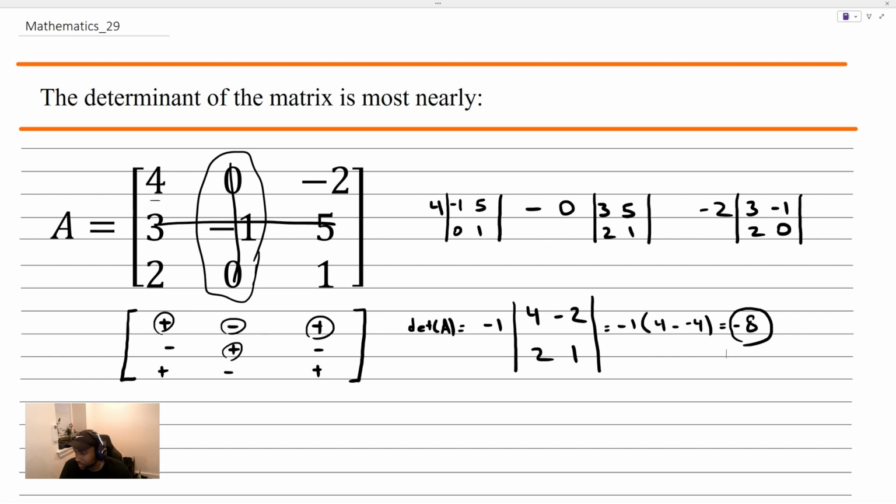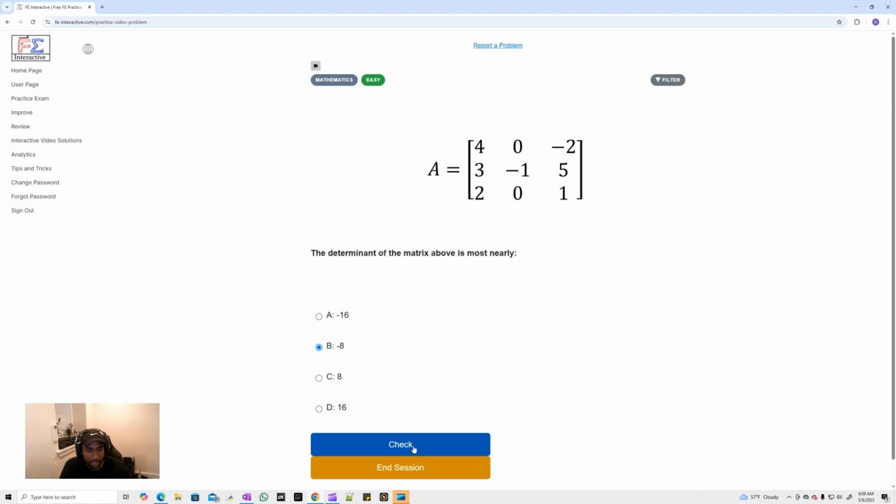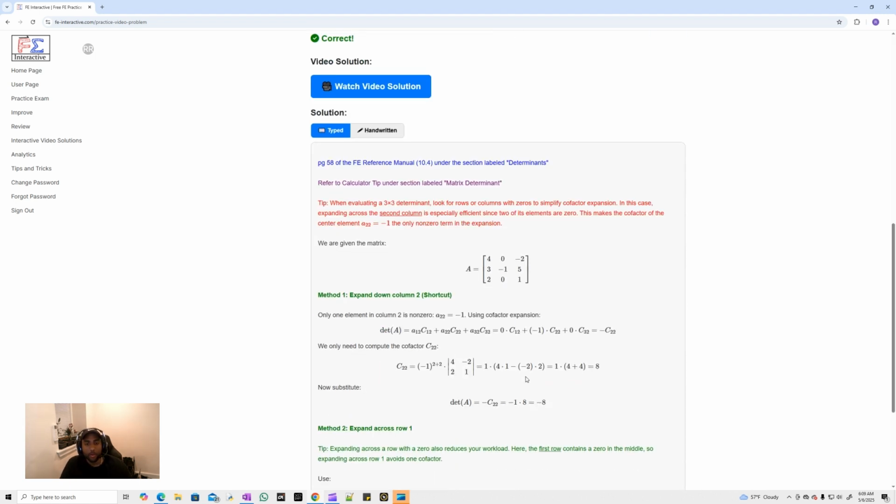Let's go ahead and check that answer, make sure that it's correct, and we can quickly review what we did. We basically said that without the calculator, the fastest way to do this would be to look for the row or column with the maximum number of zeros. We see that column 2 has the most zeros here, so it's easiest to expand. We take that negative 1 factor and we multiply it by its associated cofactor, which was this little mini matrix here. And the sign associated with that was a positive sign. And yeah, we got a determinant of negative 8.